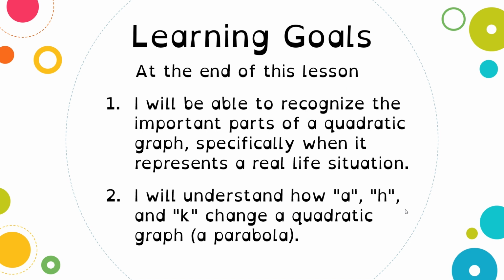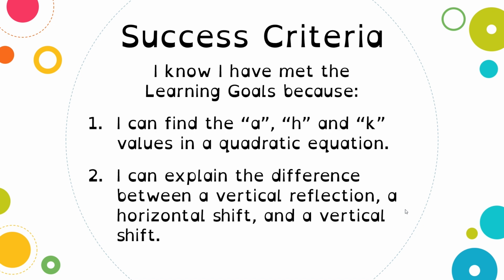So our learning goals for our lesson are that at the end of this lesson, you will be able to recognize the important parts of a quadratic graph, specifically when it represents a real life situation. You will understand how A, H, and K change a quadratic graph, which is called a parabola. It's totally fine if that doesn't make any sense to you right now.